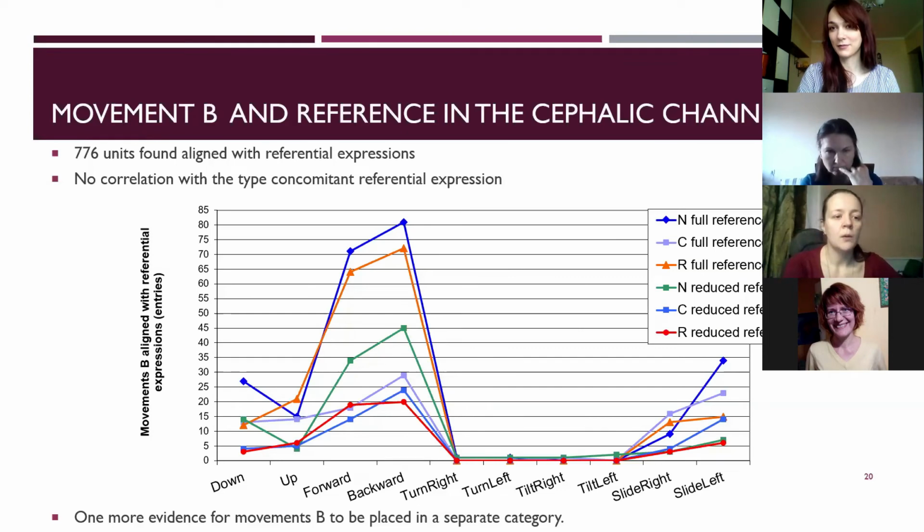Movement type B, we have 776 units found aligned with referential expressions. And as you see on this graph, no correlation with the type of concomitant referential expression. That's why we understand that it's one more piece of evidence for movements B to be displayed in a separate category.